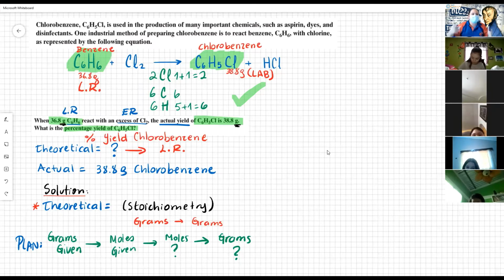So begin with the grams given. The given is the limiting reactant benzene. So it says 36.8 grams of benzene, and I'm going to work with this times. So from grams given to moles given, I need to use the molar mass of my given. What is the molar mass of benzene?